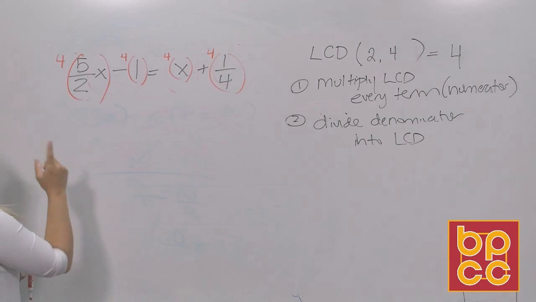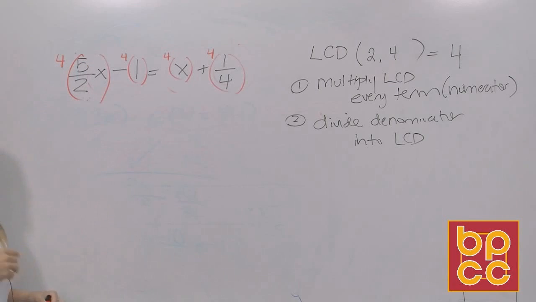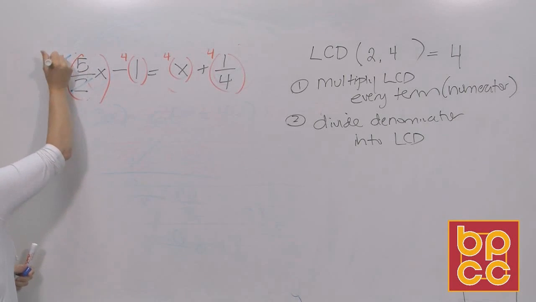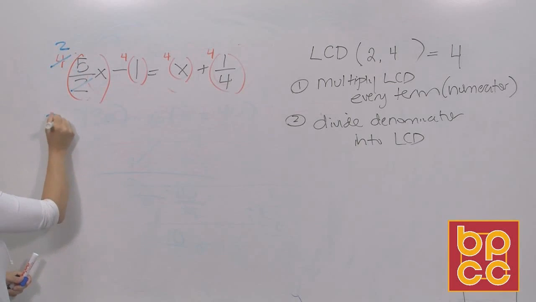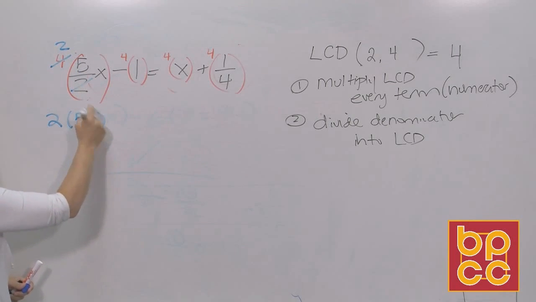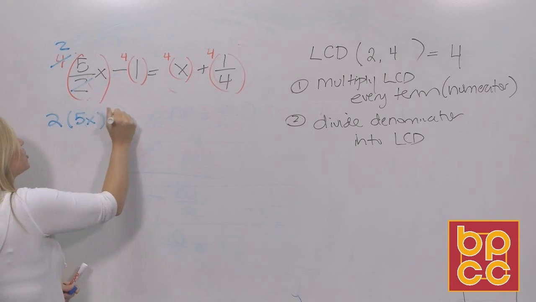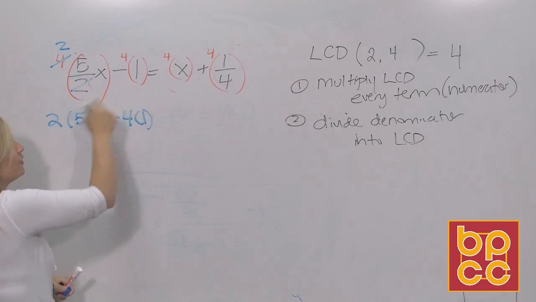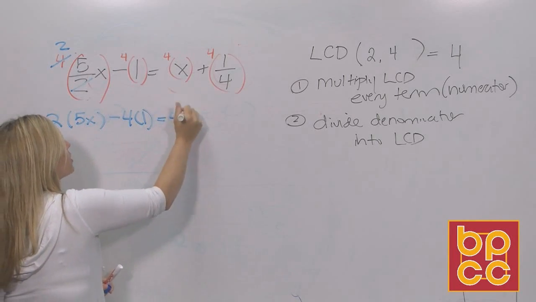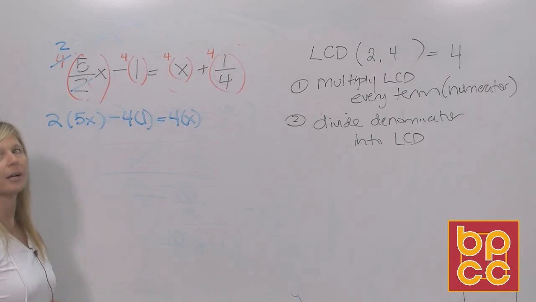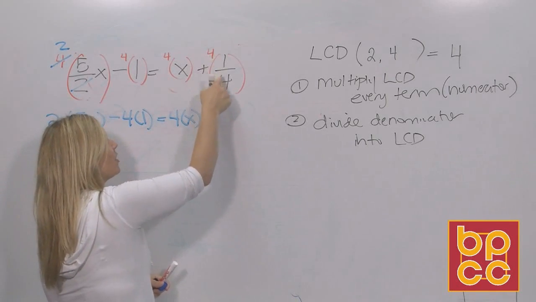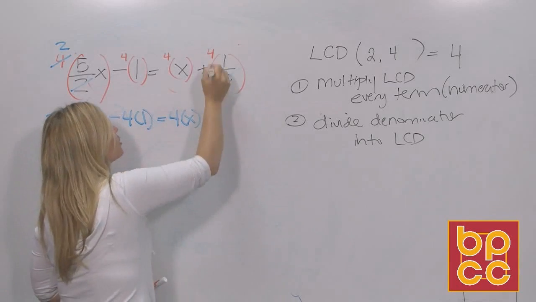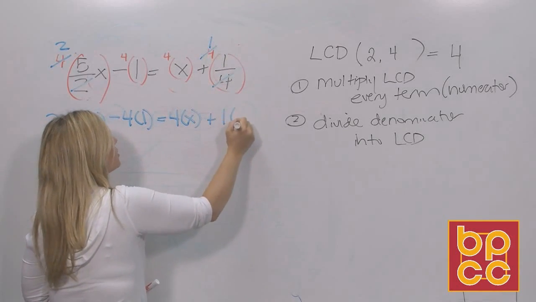Good? Now, remember, you could do 4 times 5 and get the 20 and then divide it by 2. But why do that extra work? Let's do the division first. The division is the easier part. 2 goes into 4 twice. That leaves us now 2 with the 5x in parentheses. We lost the denominator. This is just negative 4 times 1 because there is no division here. This is just 4 times x because there is no division bar here. But this term has division. 4 divided by 4 is what, y'all? Very good, it's 1. And that's just 1 times 1.